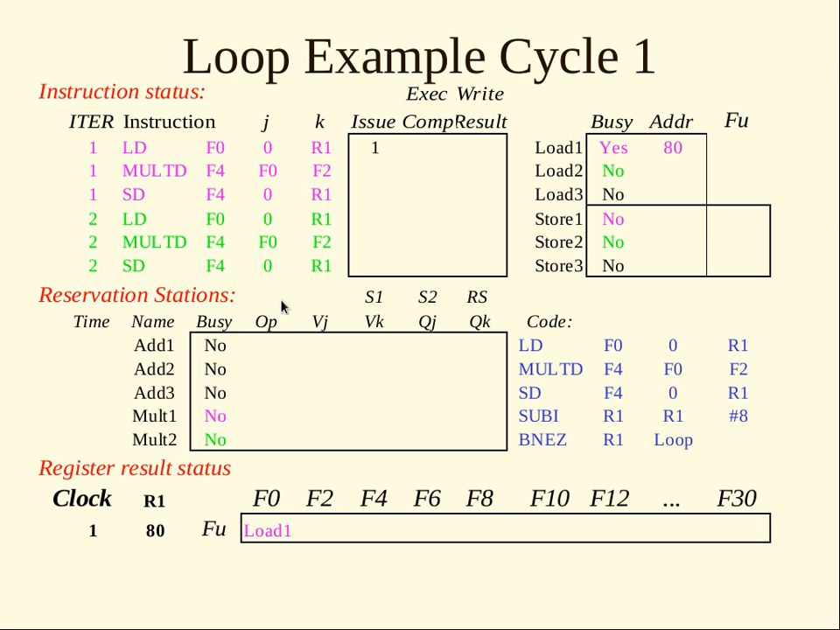We issue the first one because there's nothing busy. We issue the multiply because multiply is not busy. Can we issue the store? Yeah, we can. We say that the store is going to address 80, I'm just putting in address 80 pretending that's the value inside of R1. The store is waiting on multiply 1 to complete before it can store it.